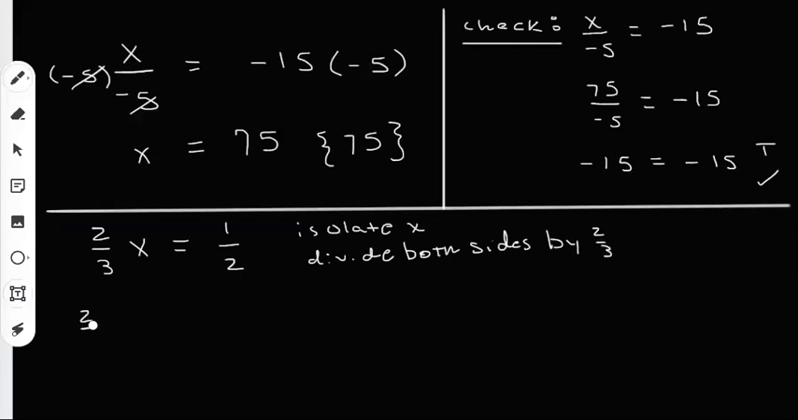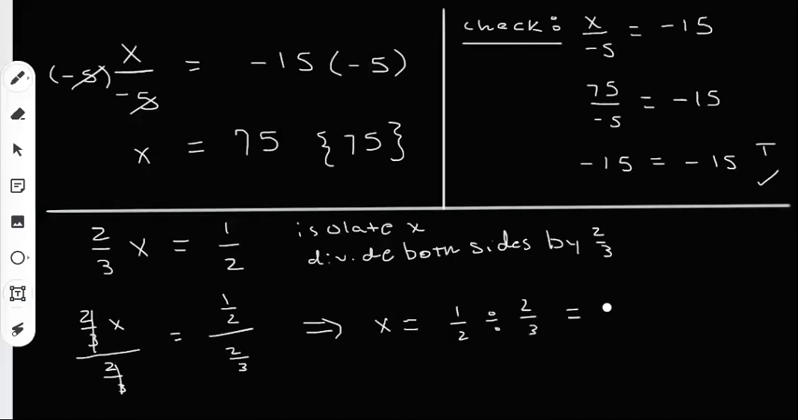So let's do that. I take my 2/3 x, and I'm going to divide that by 2/3. And I'm going to do the same thing to the right side. I'm going to take that fraction 1/2 and divide it by 2/3. So how does this work? The 2/3 on the top and the 2/3 on the bottom are going to cancel each other out, leaving me with just an x. And on the right side, I have 1/2 divided by 2/3.